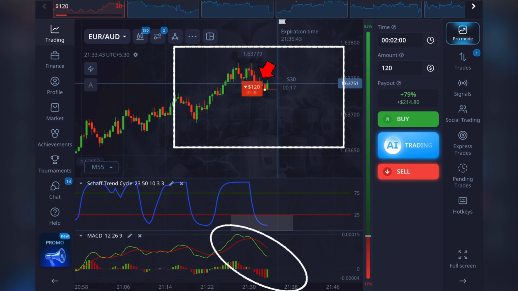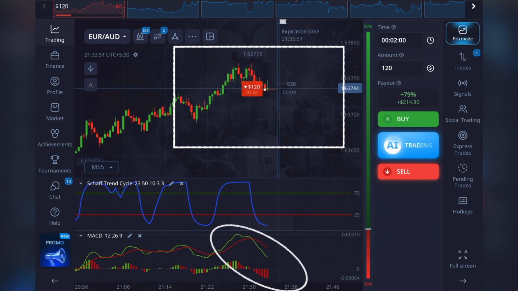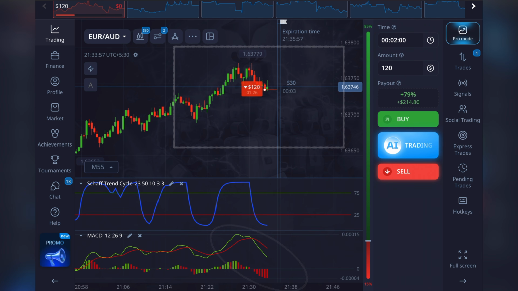Price had already moved down from the recent high, so this was a slightly late entry. I still considered the setup because both indicators were supporting the same bearish direction, but ideally, I would prefer to identify this type of confirmation earlier.